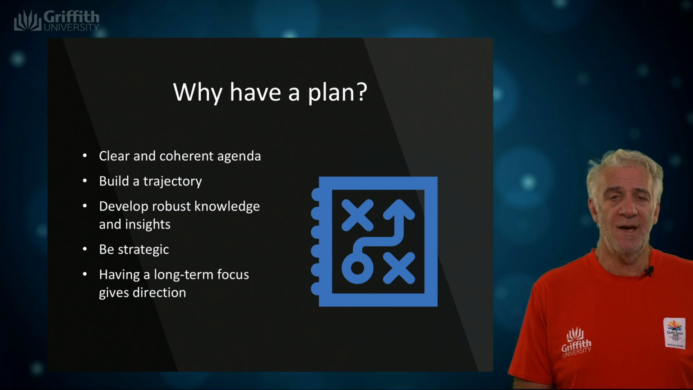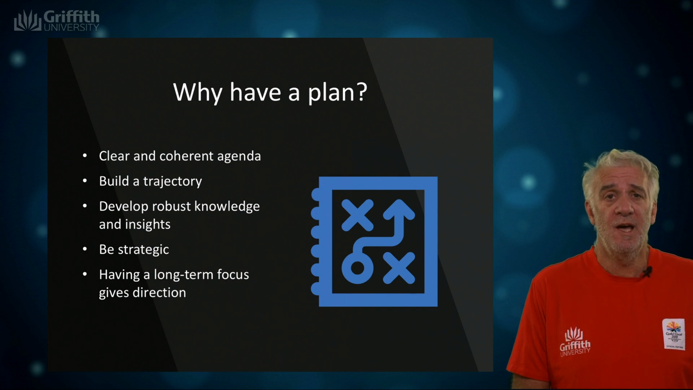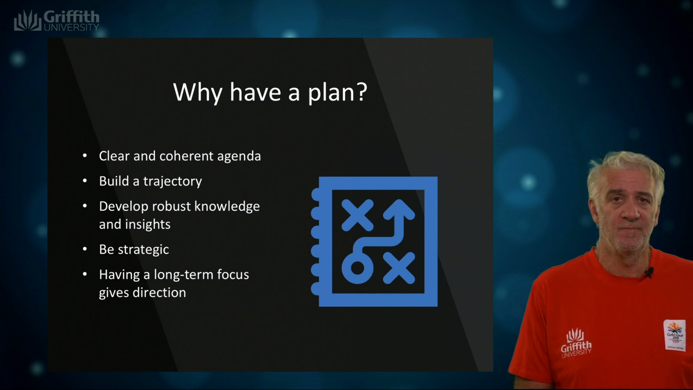What's more important than having 50 journal articles is having a set of journal articles that show a clear trajectory towards something, that you're becoming an expert in a particular field and that you have expertise and knowledge that other people don't have. So having a plan helps you do that.